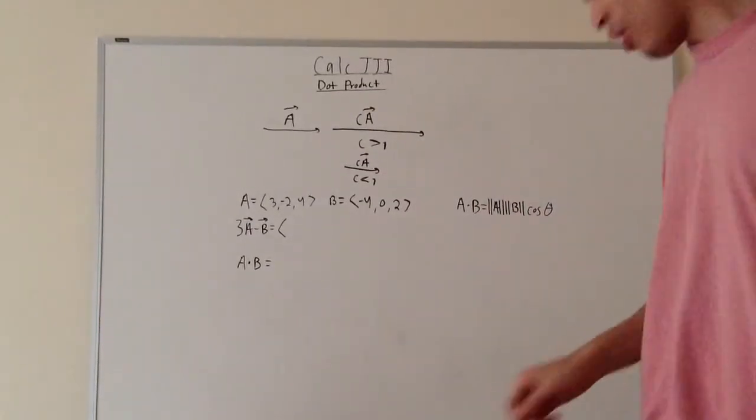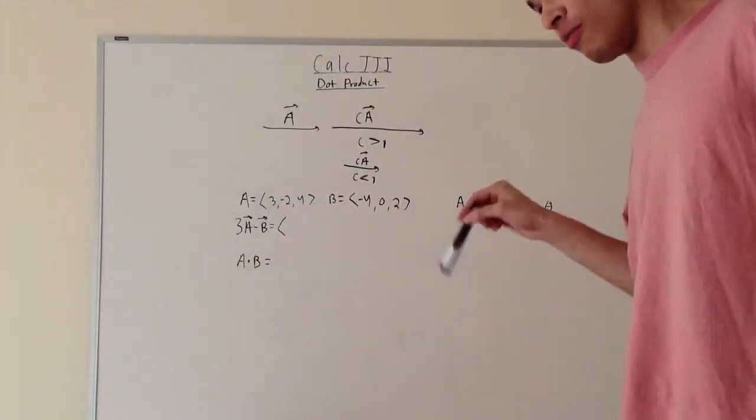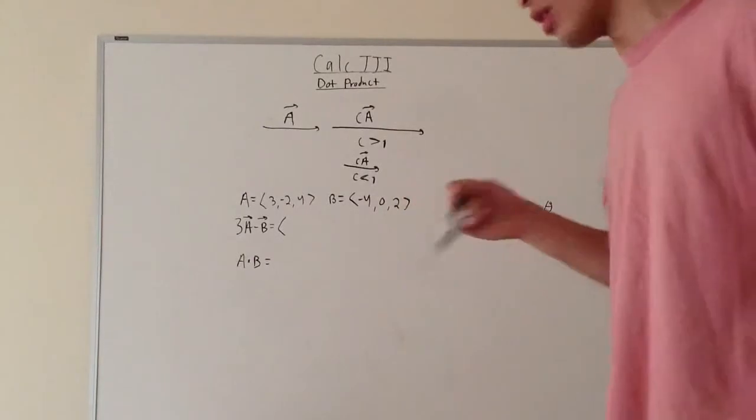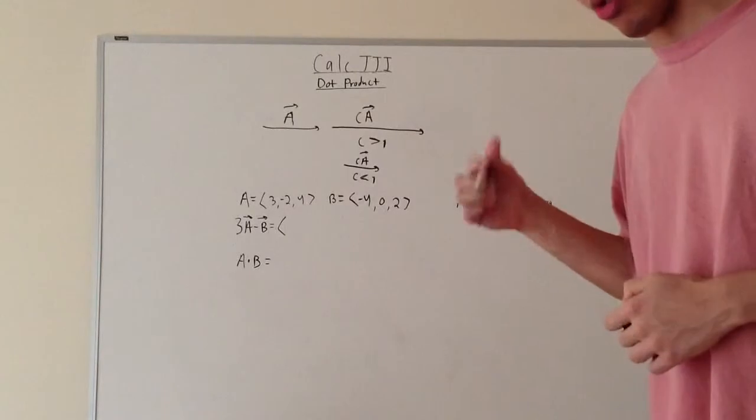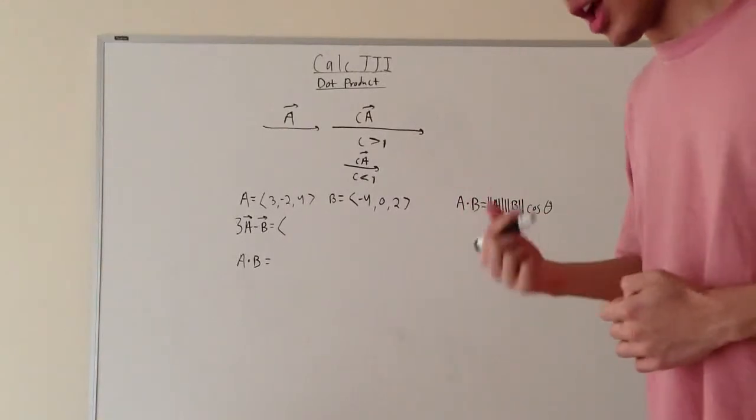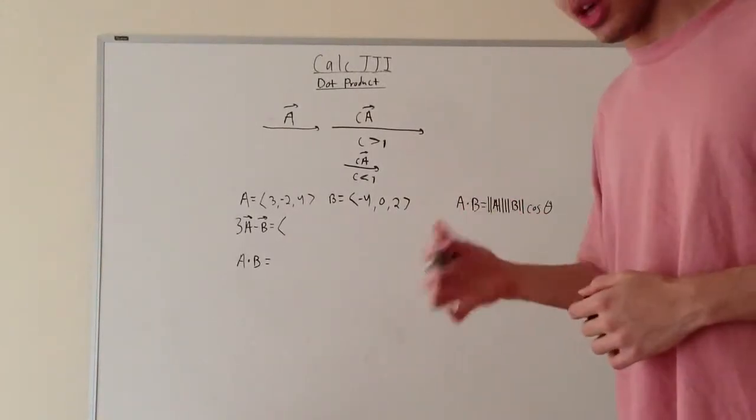Alright, so this is a Calc 3 video, I think 3 or 4. Basically in this video I'm going to be talking about vector multiplication, or one of the ways you can multiply vectors. There are two ways to do it.